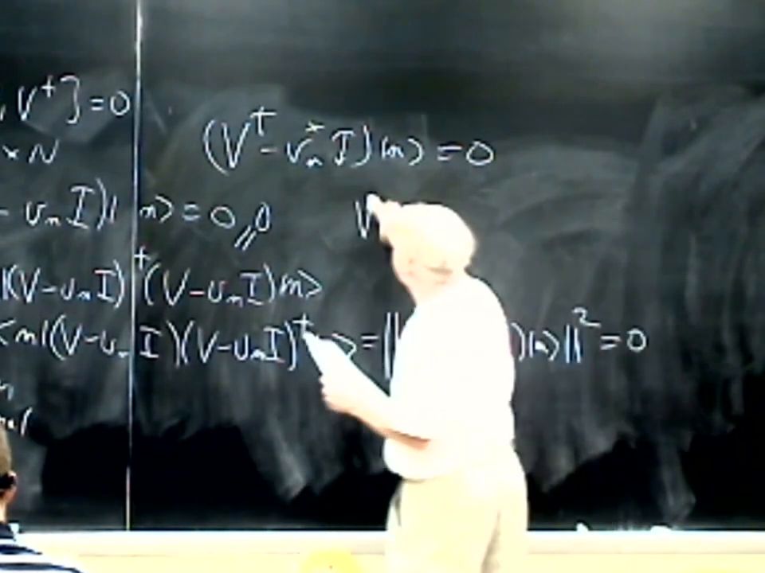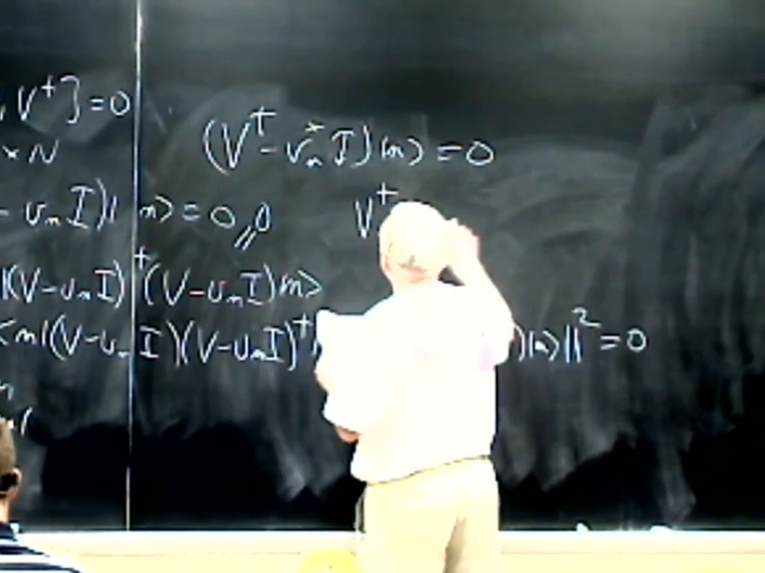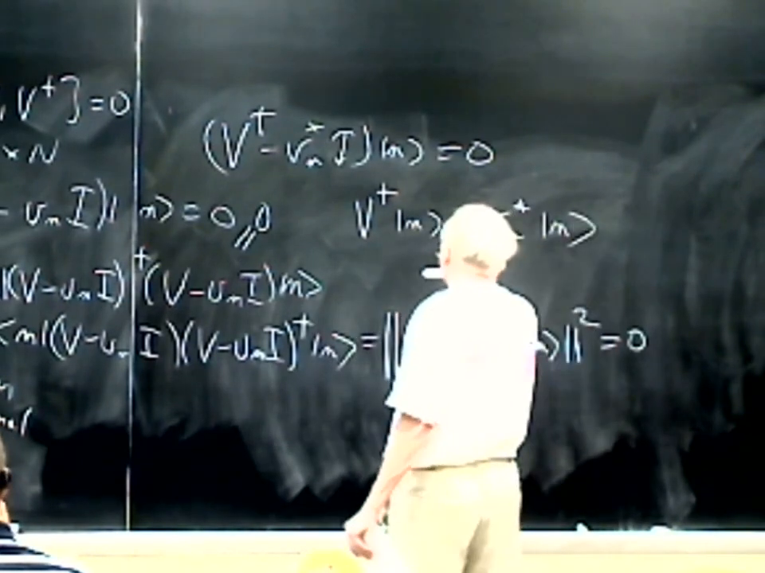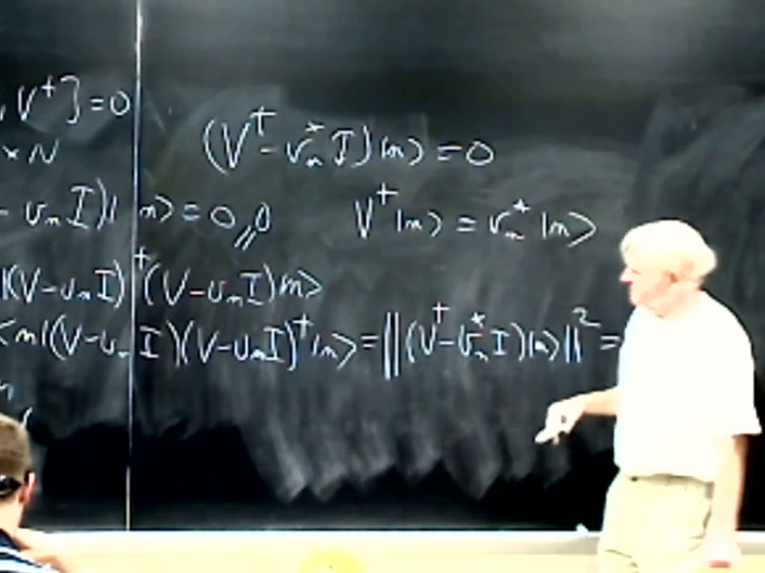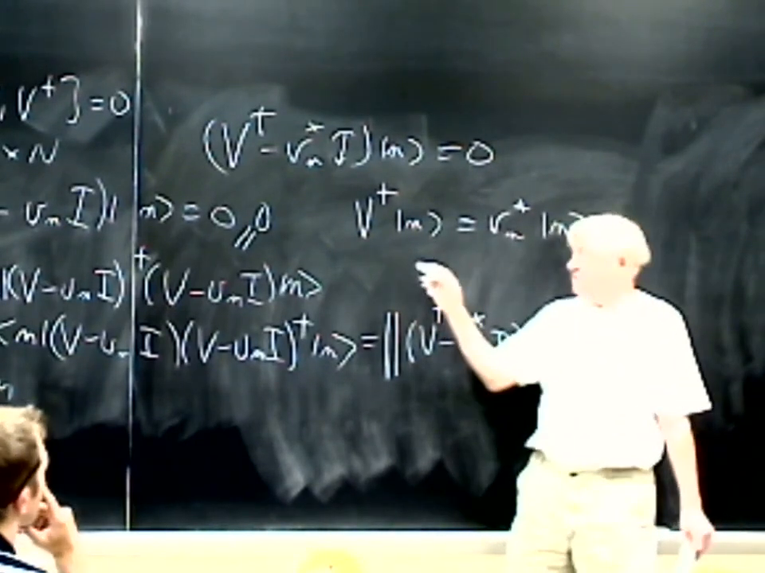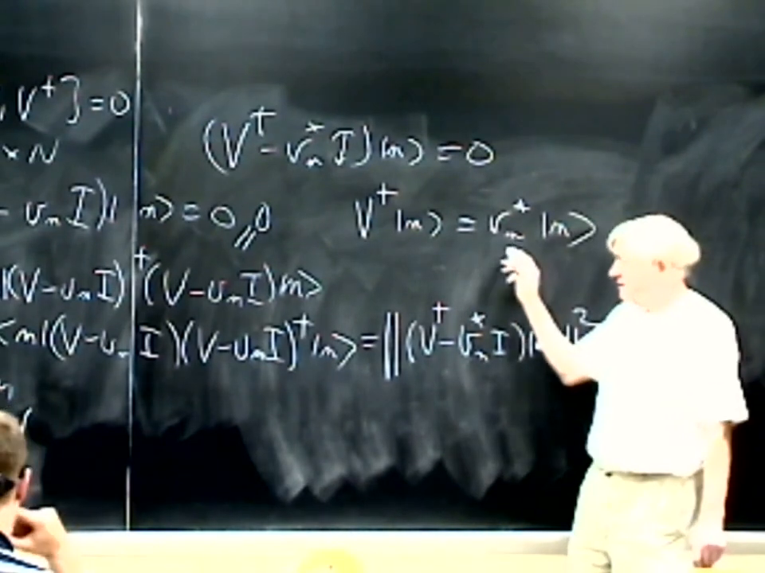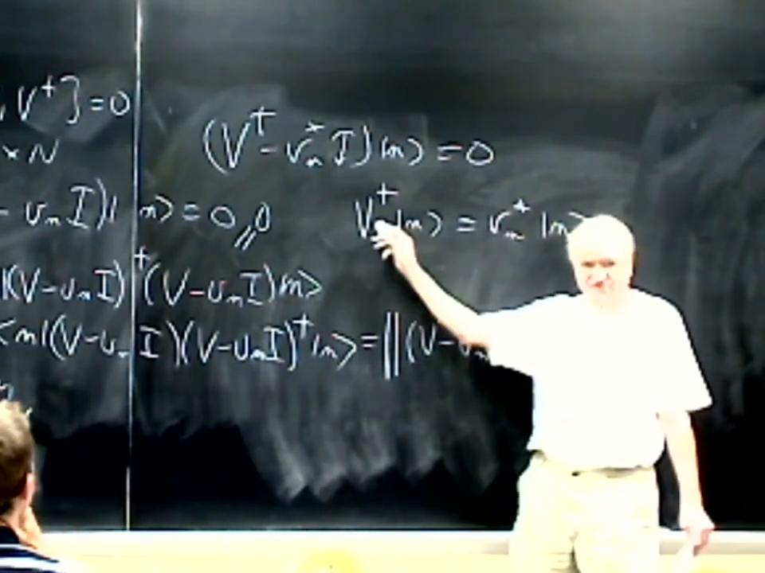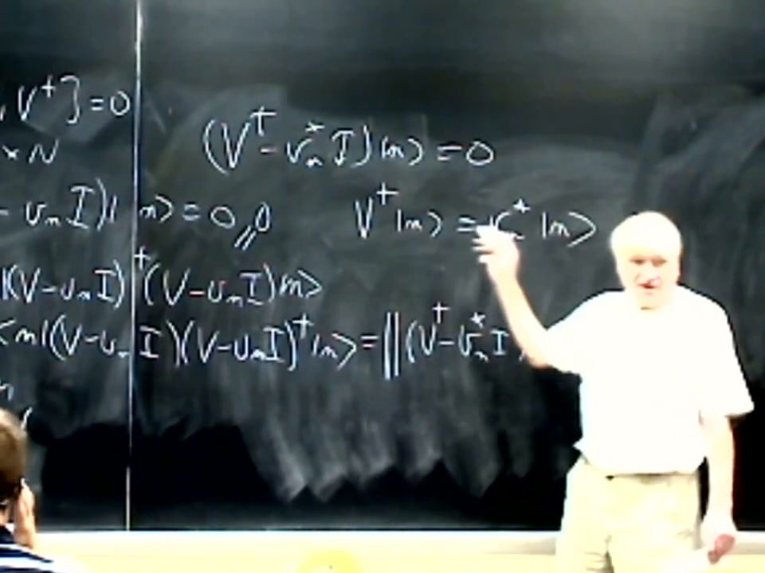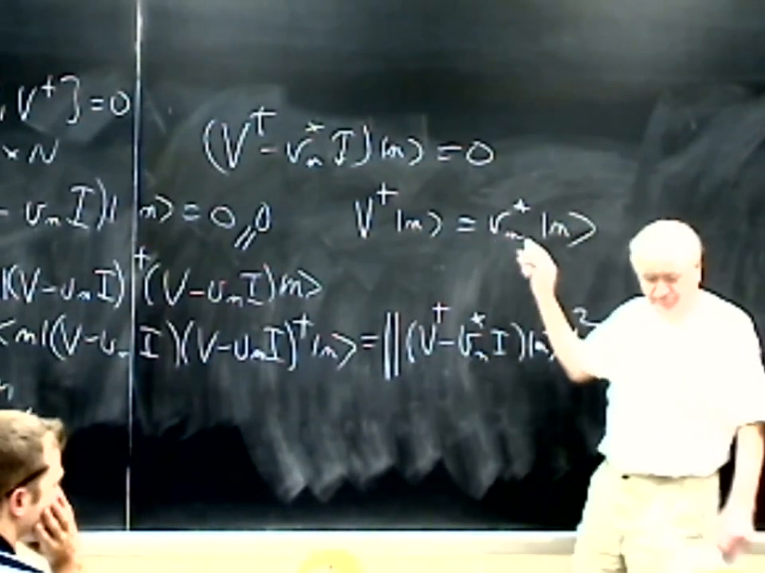So in other words, V dagger |n> is equal to Vn star |n>. So normal matrices have this funny property that if |n> is an eigenvector of V with eigenvalue Vn, it's also an eigenvector of V dagger with eigenvalue Vn star.